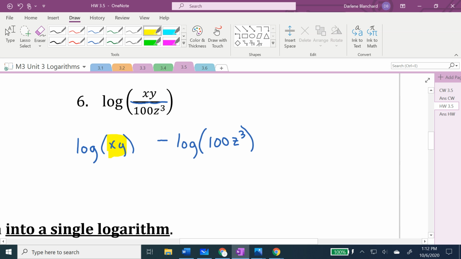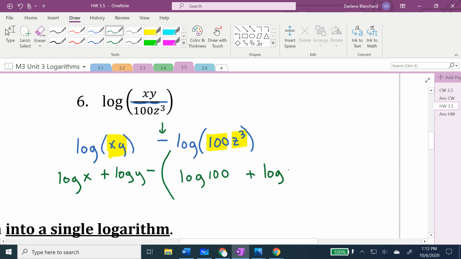So I see multiplication in this first logarithm. And that means I can split this up into 2 logarithms that I'm adding. So log of x plus log of y. I want to be very careful about this minus sign, so I'm going to put minus in a parentheses. And the next thing that you want to see is that you have 100 multiplying by z to the 3rd power. That means that you can split the addition and have 2 logs that are adding. Log of 100 plus log of z cubed.